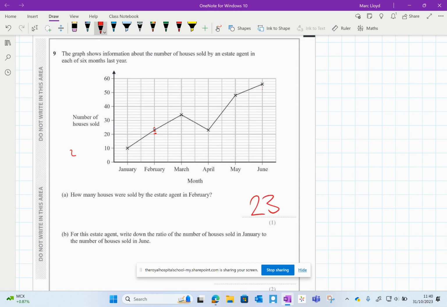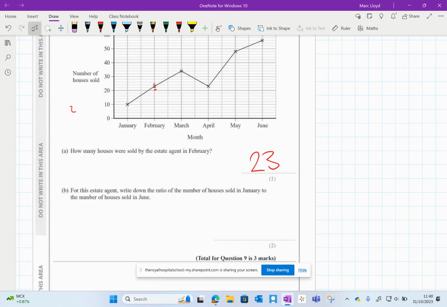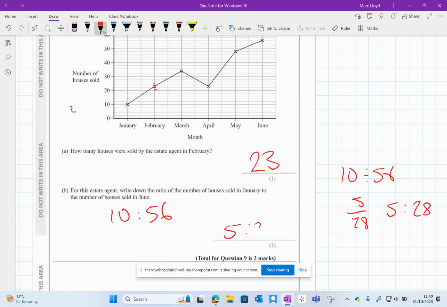So that's 23 houses. For the estate agent, write down the ratio of the numbers of houses sold in January to June. January, we've got 10. June, we've got 50, 52, 54, 56. Now, we can write that if we want to, but here's a trick to simplify it. Take the smallest number and divide by the biggest number. 10 divided by 56 gives you 5 over 28, and then you can just break that down back into 5 to 28, and that gives you your simplified ratio. But if it doesn't say simplified, don't do it.